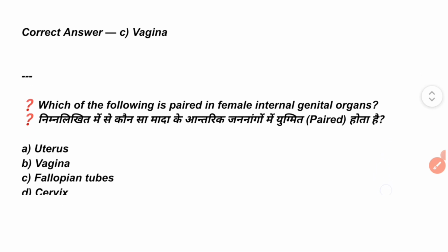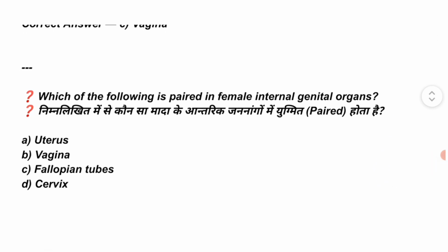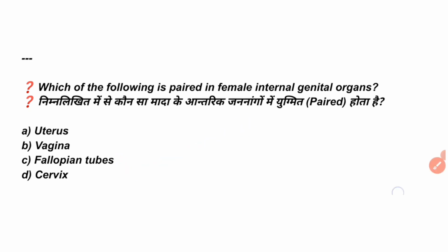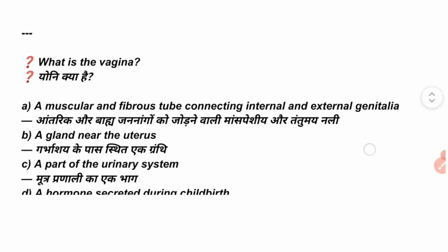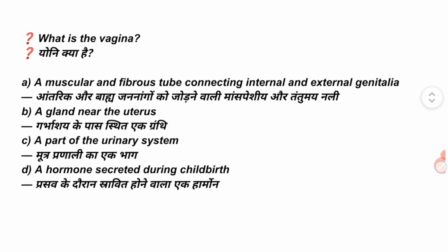Next question. Which of the following is found in female internal genital organs? The right answer is option C, fallopian tubes. Next question. What is the vagina? The right answer is option A, a muscular and fibrous tube connecting internal and external genitalia.